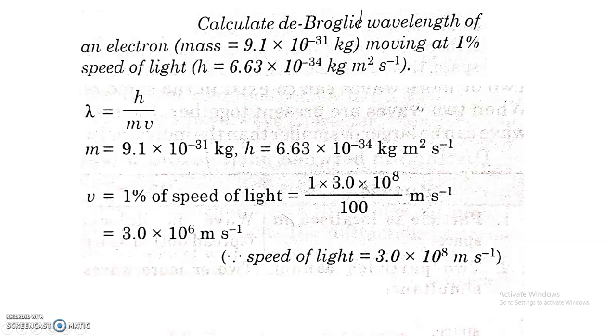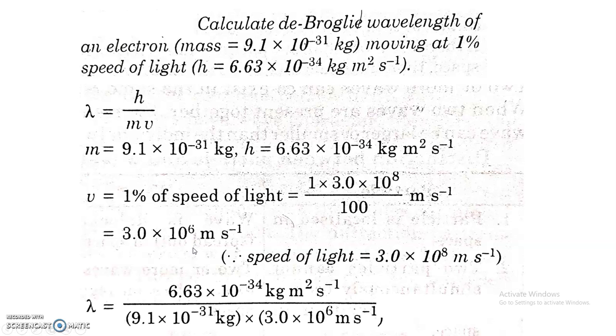So this 3 into 10 raised to 8 is the velocity of light, and as it is mentioned 1% speed of light, multiply by 1 and divide by 100. So the velocity will be 3 into 10 raised to 6, and therefore lambda is equal to, apply this equation now, lambda is equal to h upon mv. This is h, this is mass, and this is the velocity, and the answer will be 2.43 into 10 raised to minus 10 meters. This is the lambda, that is wavelength.